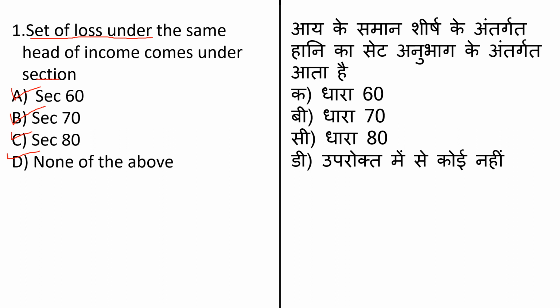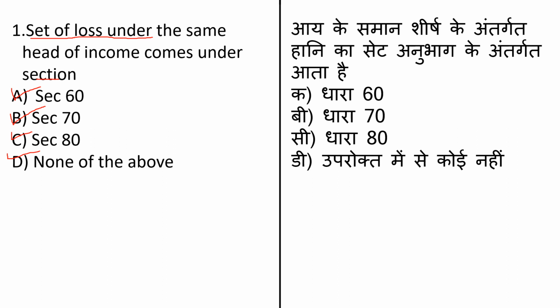So what does section 60 say? Sections 60 and 61 contain the provisions when the income from an asset is transferred without transferring the asset, or transferring an asset but the transfer is revocable. In both situations, income from the asset is treated as the transferor's. Second option is section 70. Section 70 of the Income Tax Act 1961 provides for the set-off of loss from one source against the income from another source under the same head of income.